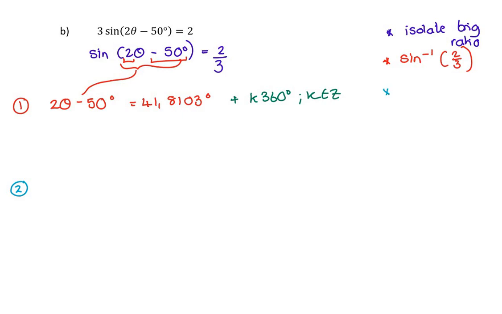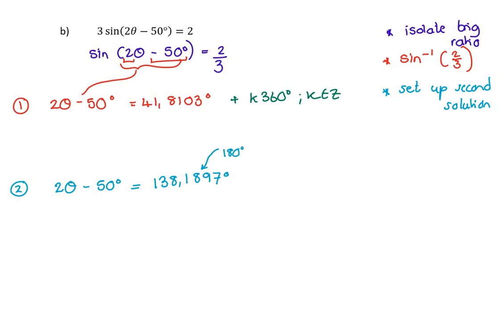So my next step is going to be set up second solution. So never, ever, ever solve that for theta before setting up the second solution, because it always leads to problems. Now what's my second solution with sine? With sine, my second solution is 2 theta minus 50 degrees would be 180 minus this answer. So I get 138.1897. And I'm just going to write myself a note. Where did I get that from? This was 180 degrees minus this 41.81.